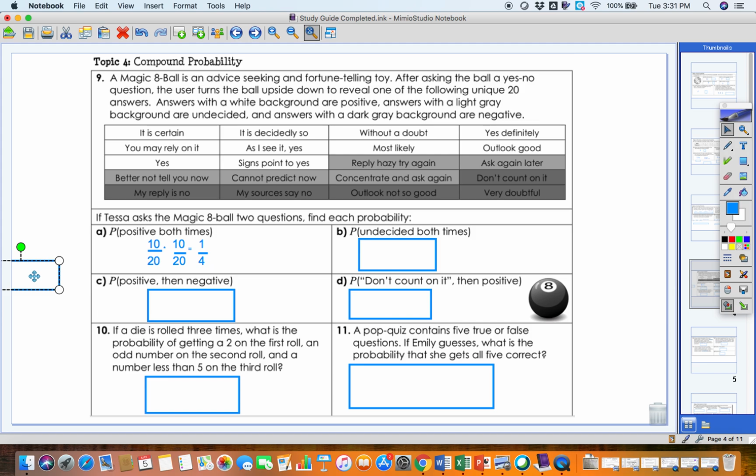On B, the probability that it's undecided both times, there are 5 light gray sections, which mean they're undecided. So 5 out of 20 times 5 out of 20 is 1 out of 4.